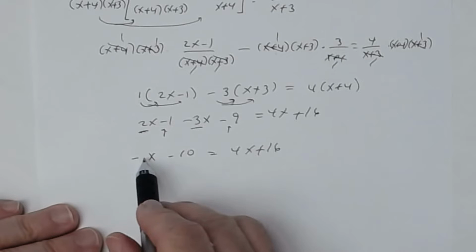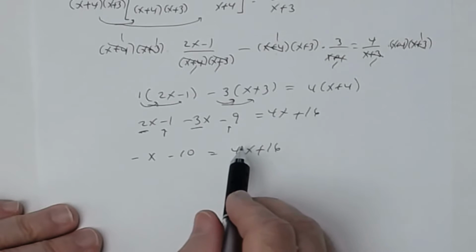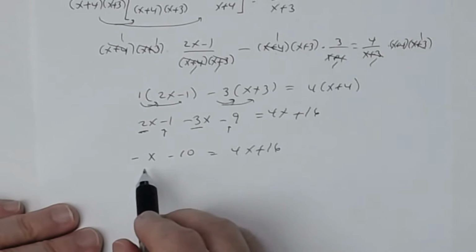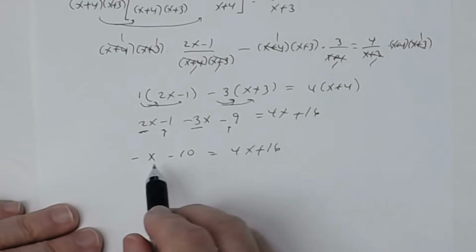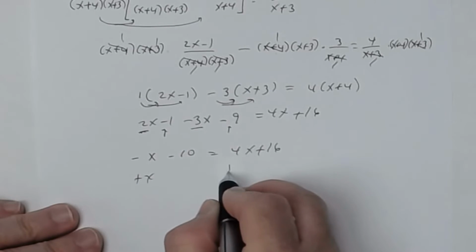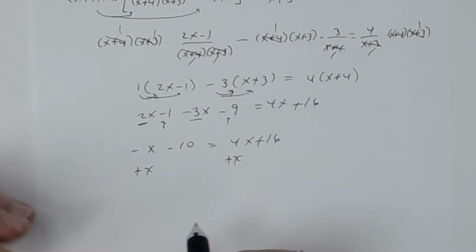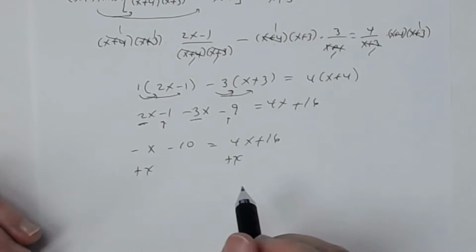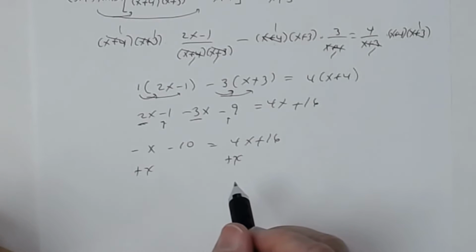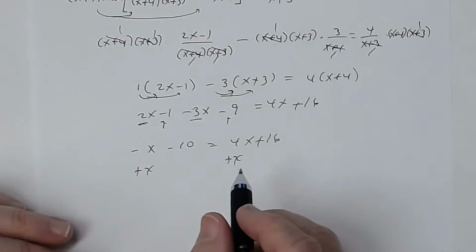Notice that this coefficient is a negative 1, this coefficient of x is a positive 4. A positive 4 is greater than a negative 1, so I'm going to add x to both sides. And the reason why I'm doing that is to get the coefficient of x to be positive, and it tends to help a little if the coefficient is positive.